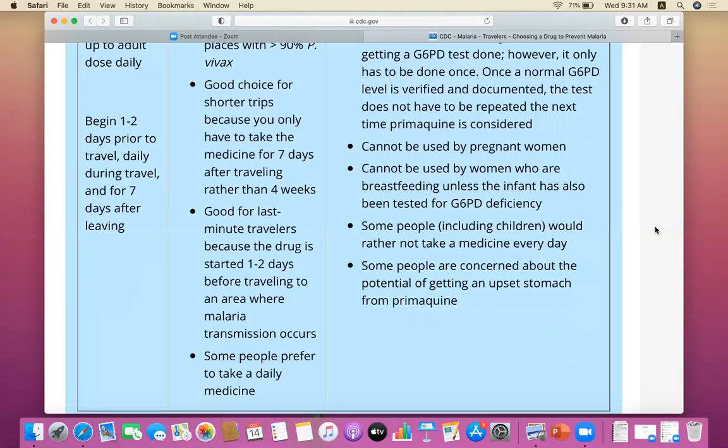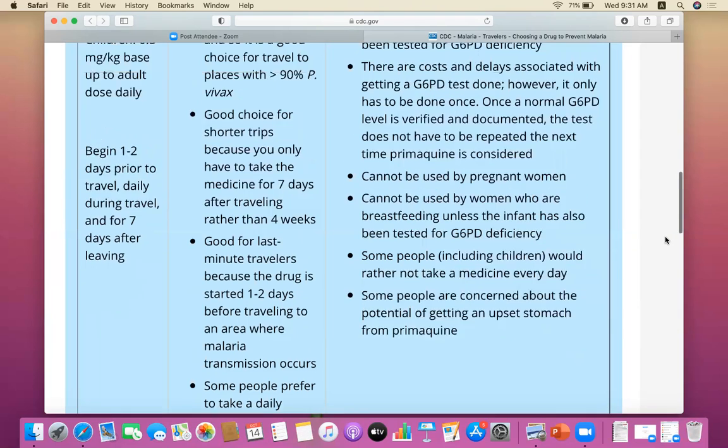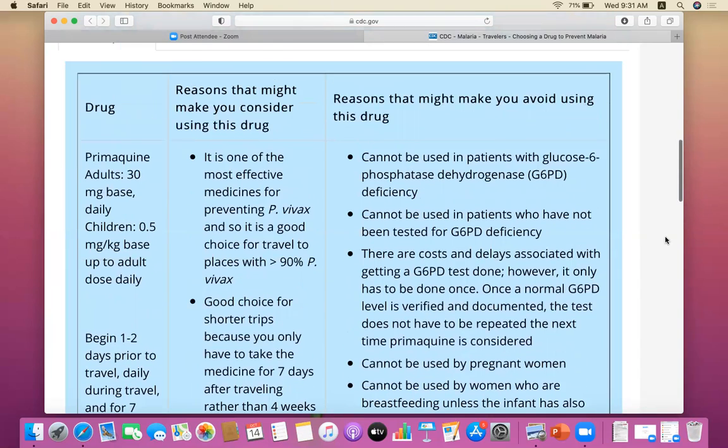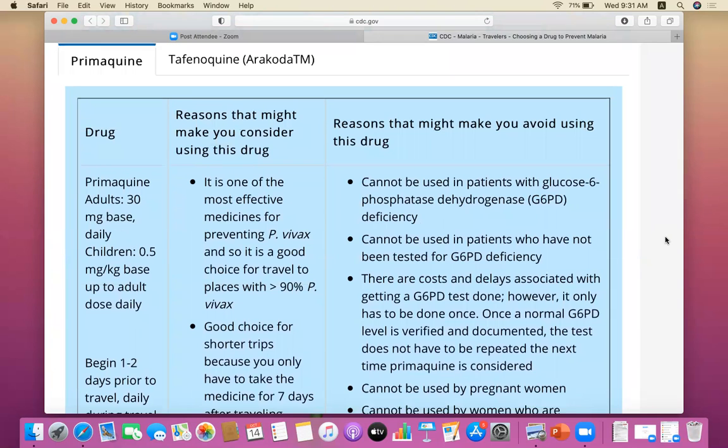Some people are concerned about the potential of getting an upset stomach from primaquine. So these are the precautions that should be taken while prescribing primaquine. And remember about the glucose 6 phosphate dehydrogenase deficiency.